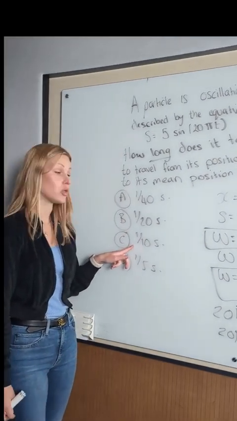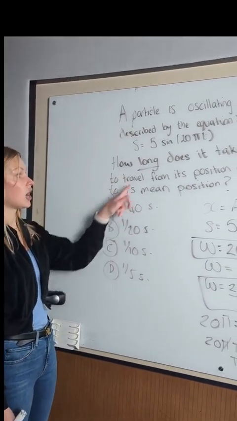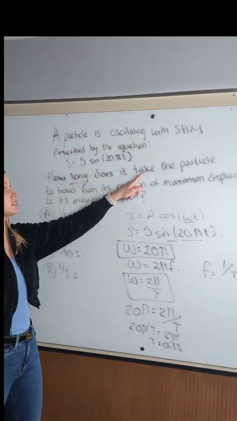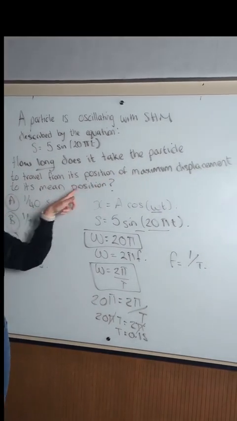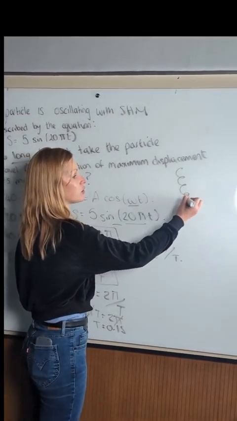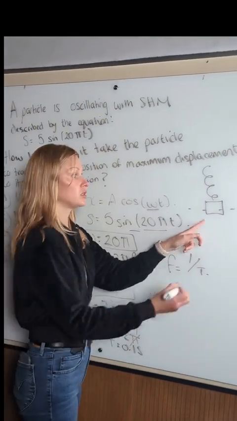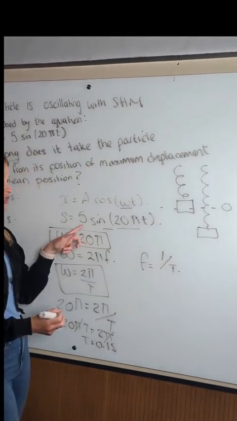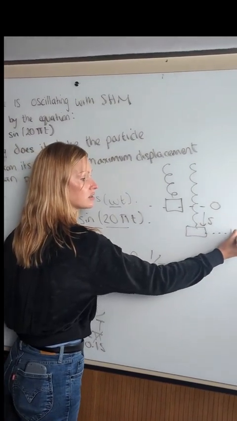Okay, so a lot of people want to pick this answer first. But if we read the question, it doesn't say how long in time for a full oscillation. It says how long in time does it take the particle to travel from its position of maximum displacement to its mean. Okay, so if I drew that as a picture, let's say we model it as a spring, there is my mean. That's my equilibrium. So let's say I stretched it down through my amplitude of 5. So we moved it down by 5, and it starts here.